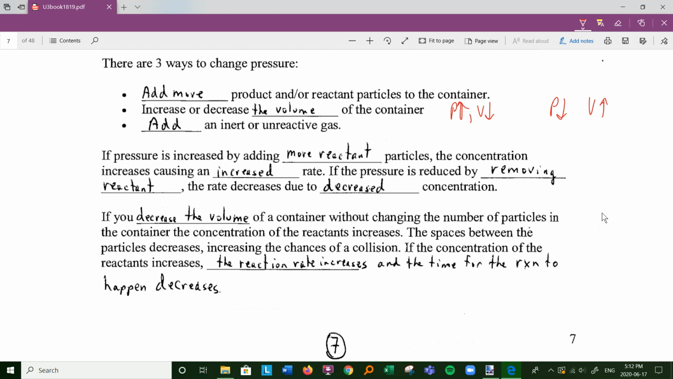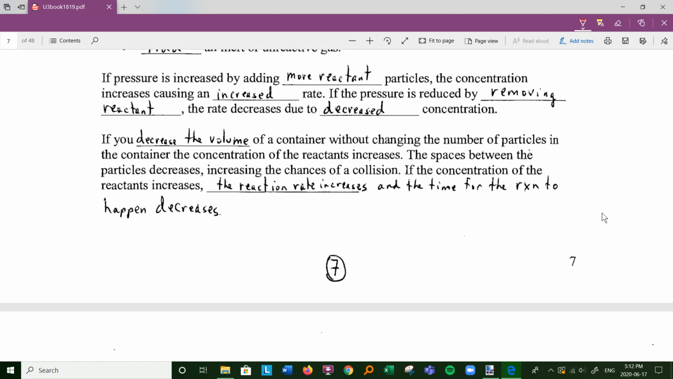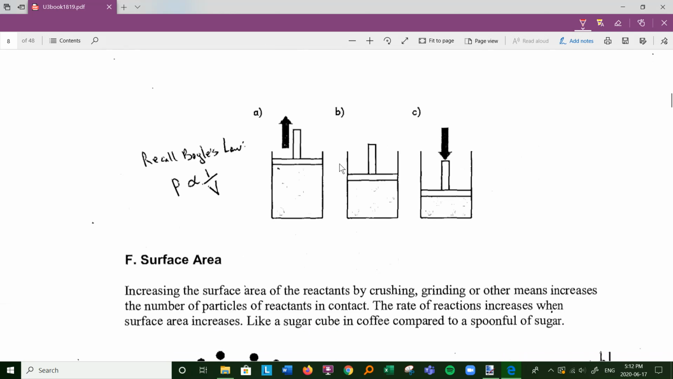If we add more reactant particles, the concentration increases, causing an increased rate. If the pressure is reduced by removing reactants, the rate decreases due to a decreased concentration. If you decrease the volume of a container without changing the number of particles in the container, the concentration of the reactants increases. Spaces between the particles decrease, increasing the chances of collision. If the concentration increases, the reaction rate increases, and the time for the reaction to happen decreases. So that's dealing with gases and pressure, and there's Boyle's law, where we squeeze everything in like that.